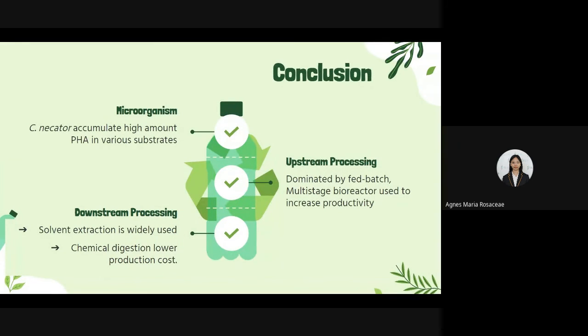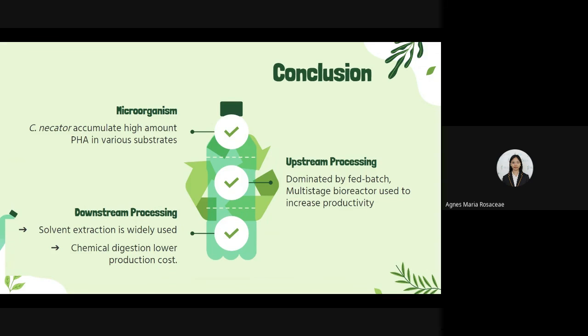Here is the conclusion. C. necator is the most studied microorganism. It accumulates a high amount of PHA in various substrates. Fed-batch fermentation was found to dominate PHA upstream processing, while continuous cultivation has been used to increase productivity and yield. Recovery method determines the downstream processing. Solvent extraction is the most widely used method.